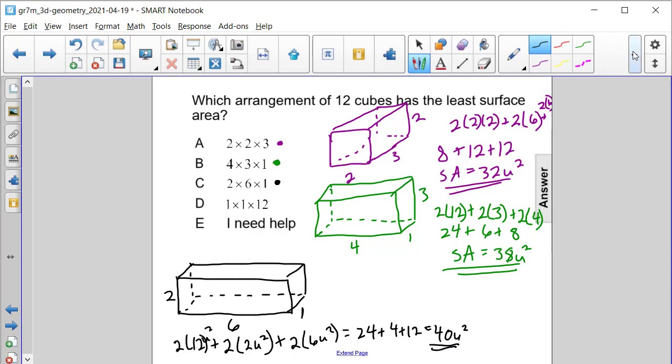And now we have to do one more. It's 1 by 1 by 12. So we can go 1 and then 12. And then we'll do the other one really close to it. Oh, this should be solid.